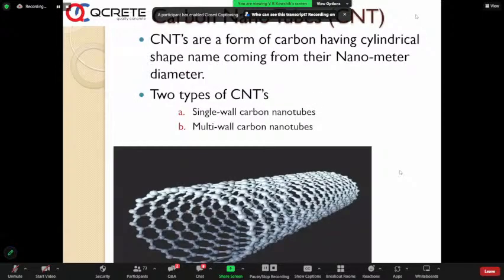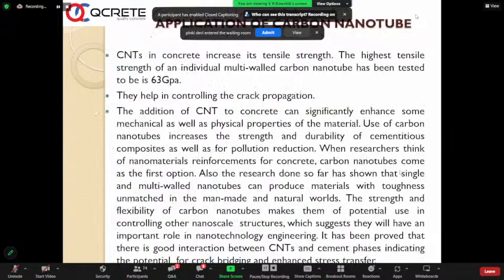The other technology which is coming into the picture is CNTs, carbon nanotubes. They get the name because of their cylindrical nature and nanometer diameter. And you have single wall carbon nanotubes and multi wall carbon nanotubes. They significantly enhance mechanical and physical properties of material. Use of carbon nanotubes increases the strength and durability of cementitious composites, as well as pollution reduction. When researchers think of nanomaterials as reinforcements for concrete, carbon nanotubes come as the first option.